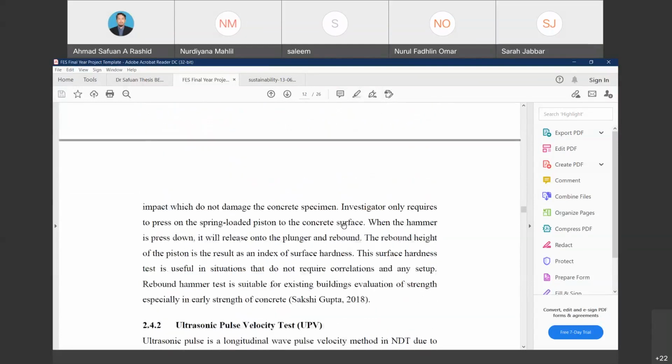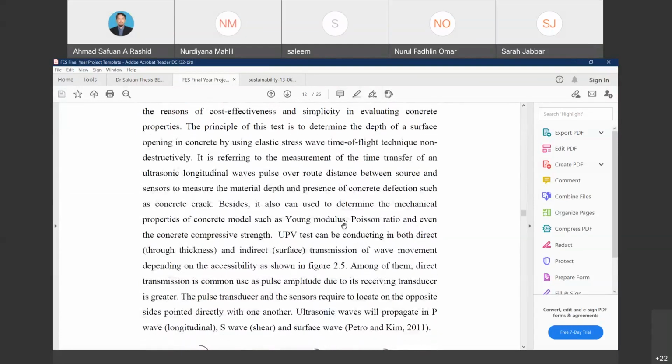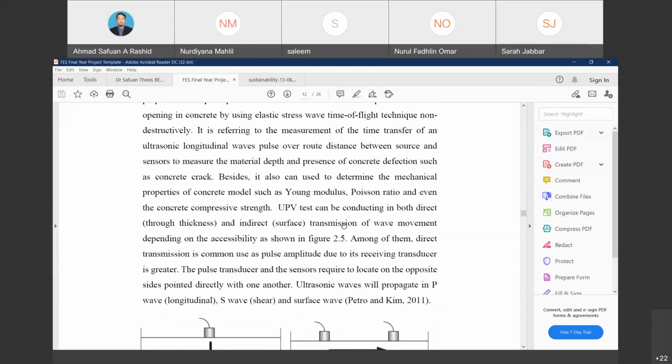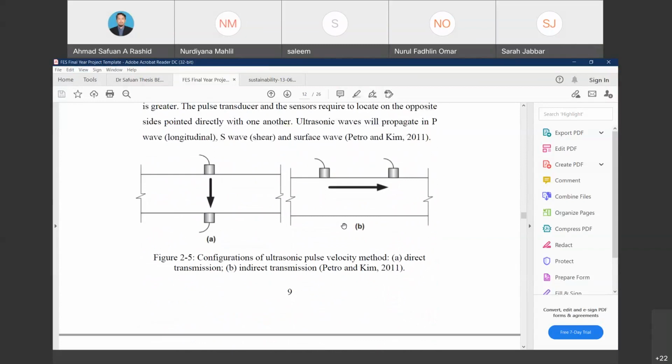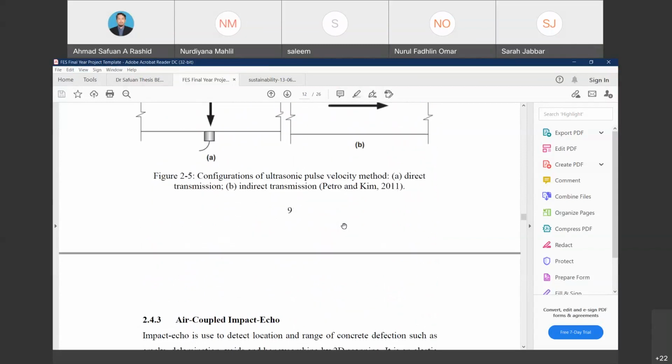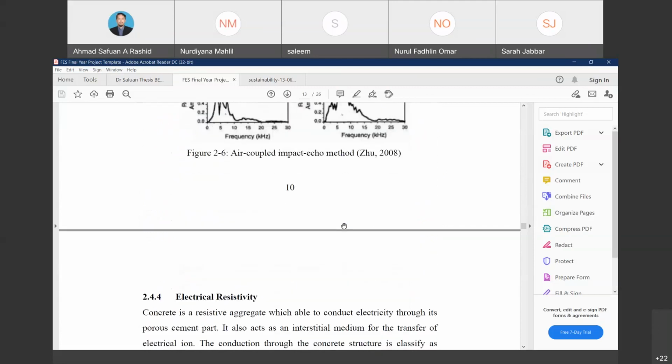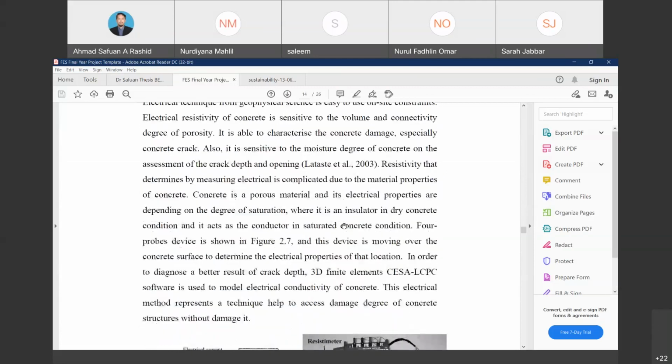Doctor, can you put this in the WhatsApp group? Yes, I can share it. Okay, yes, please, I want to follow the example when I am writing. Yes, thank you.